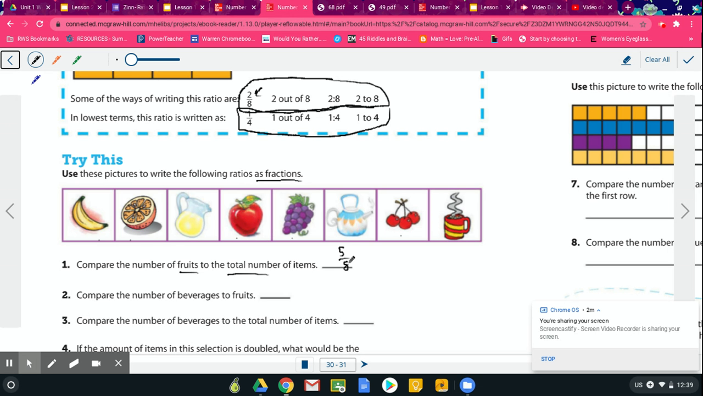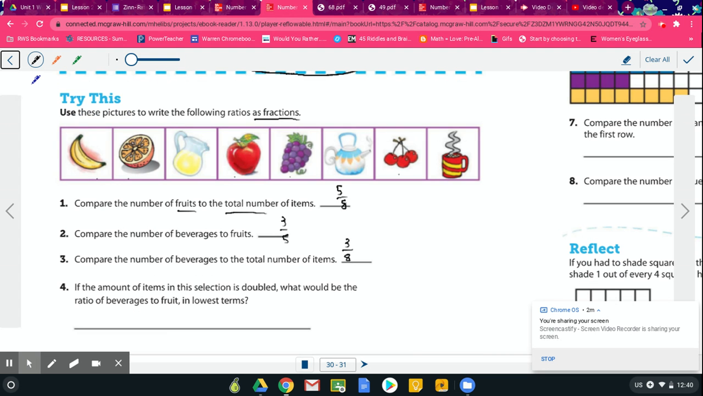Compare the number of beverages to the number of fruits. So beverages, I count 1, 2, 3. And then the number of fruits, it was 5. I remember that from the first question. Compare the number of beverages to the total number of items. Okay, so there were 3 beverages. Now we have to count how many items are total. 1, 2, 3, 4, 5, 6, 7, 8. So 3 to 8.